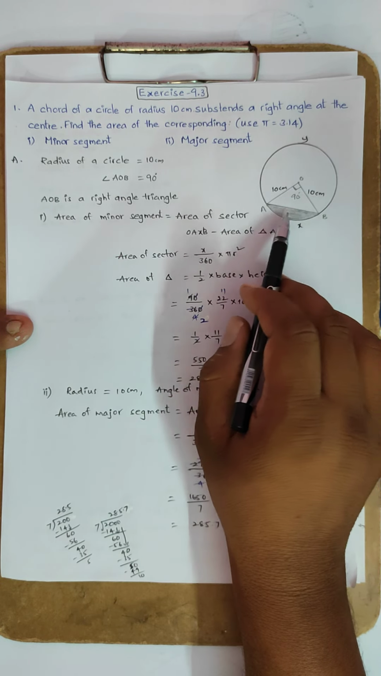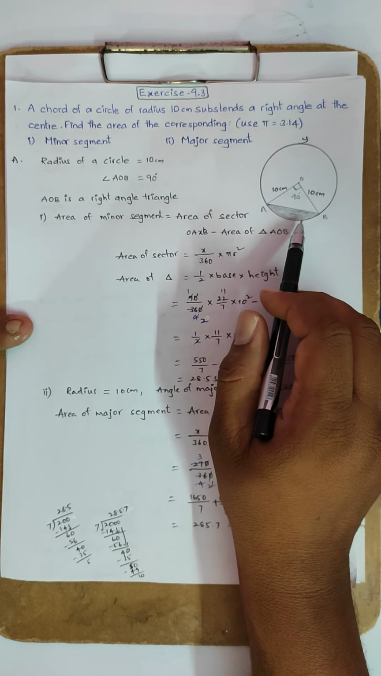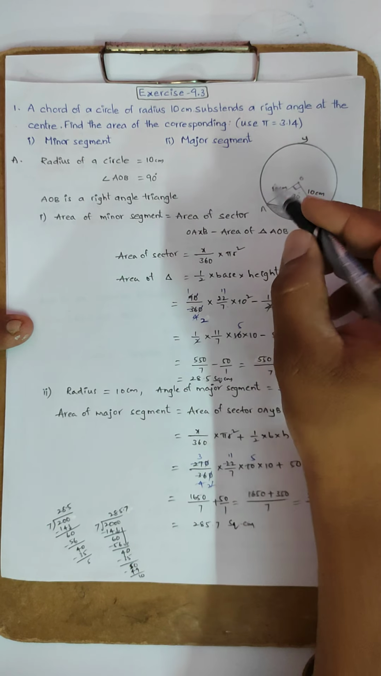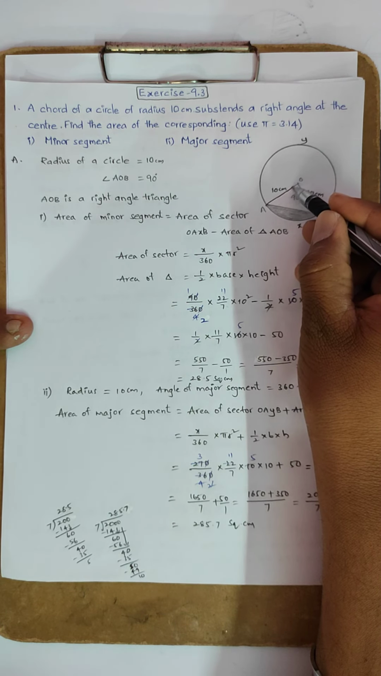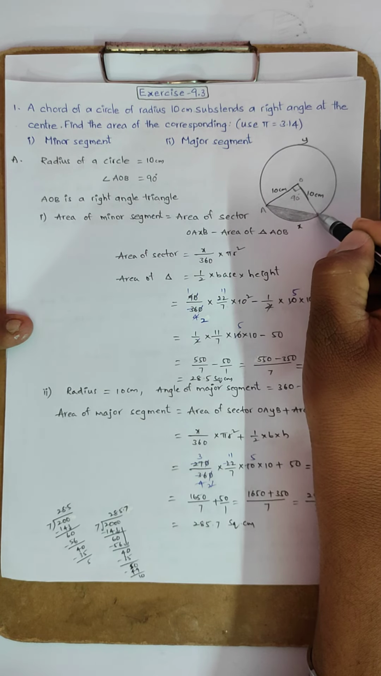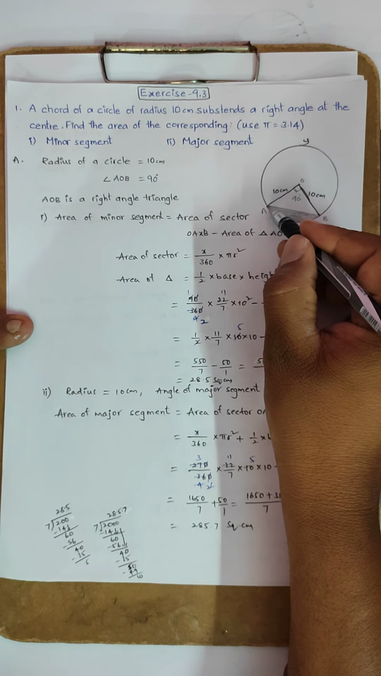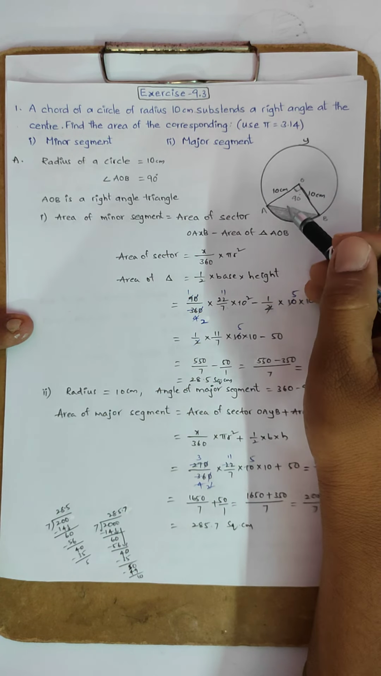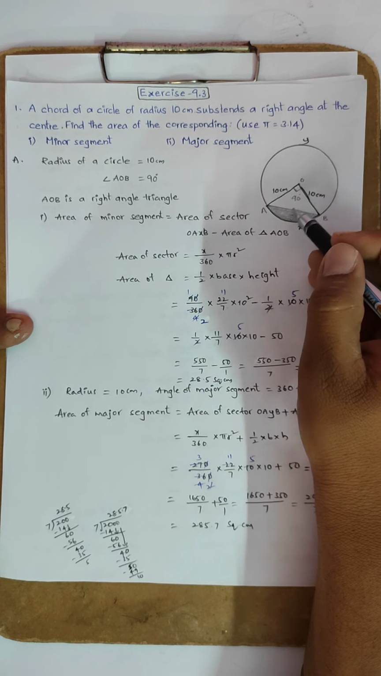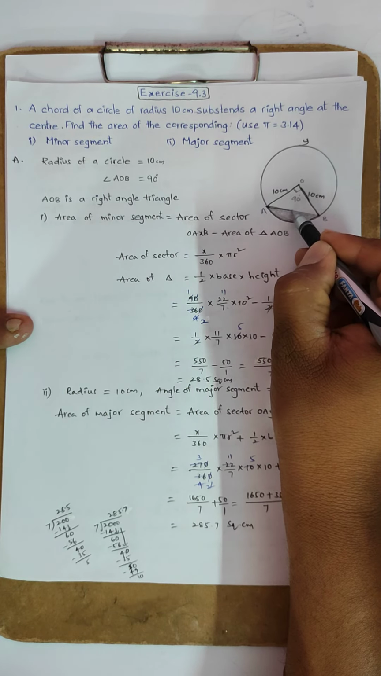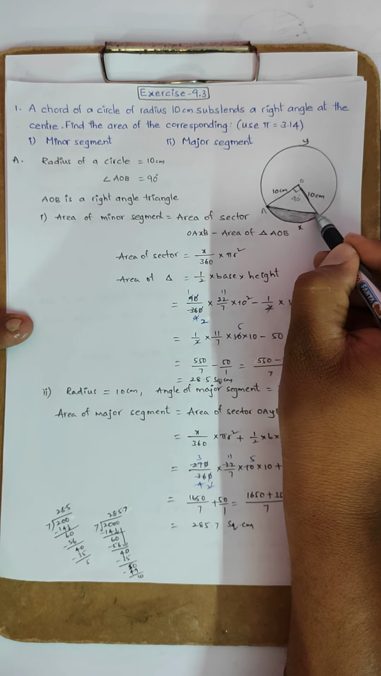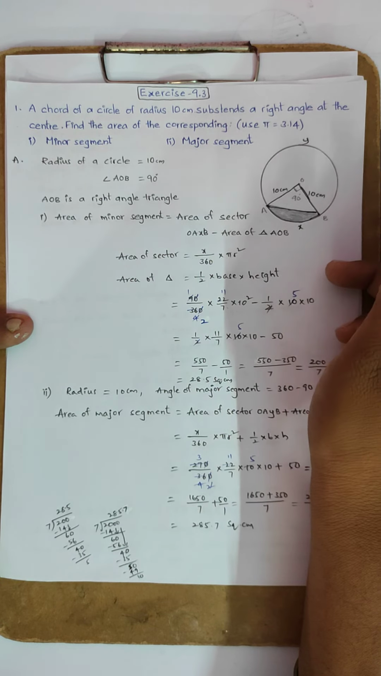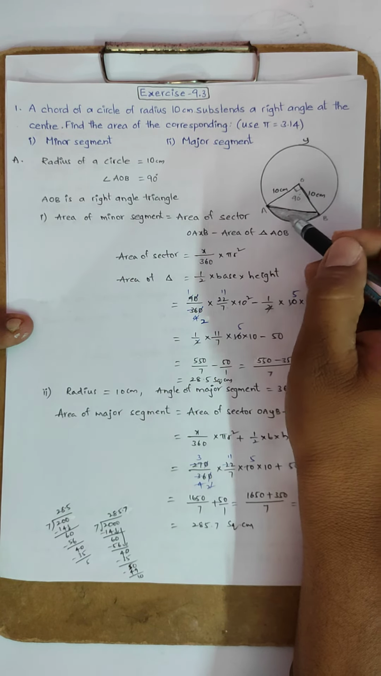Minor segment, I shaded this part to understand which is the minor segment. Area of minor segment is equal to area of sector. Sector means this total, OA, OB and this arc X. This is the total sector. Area of sector minus area of triangle AOB. If you subtract the area of the triangle from the area of the sector, then you will get the area of the minor segment.